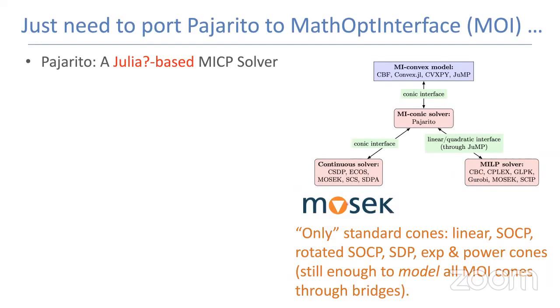In particular, one of the solvers we relied heavily on to make Pajarito work well was Mosek, as a conic interior point solver, as a conic continuous solver. Mosek is extremely stable and really good. Pajarito would probably not be as effective without it. But it's not written in Julia. And the other thing is that it only uses the standard cones, a small number of cones that, through the bridges, can model everything else that MOI can model, but you need to add formulations that potentially are more complicated. I'm going to give you a precise example in a few slides.